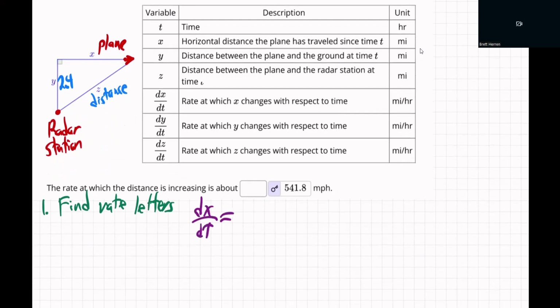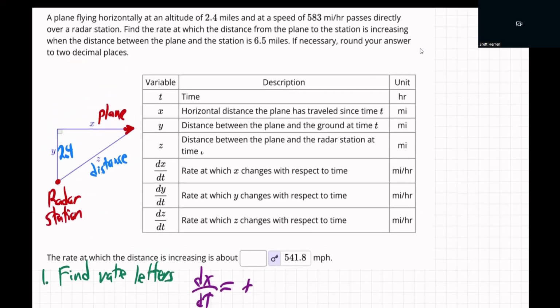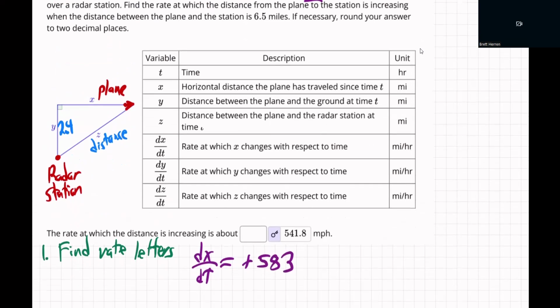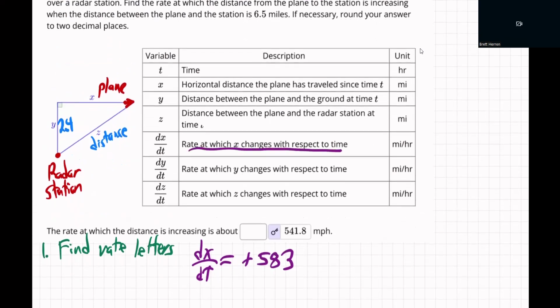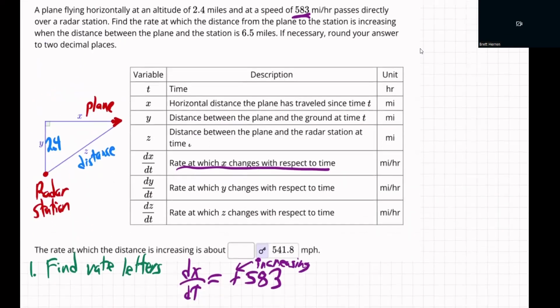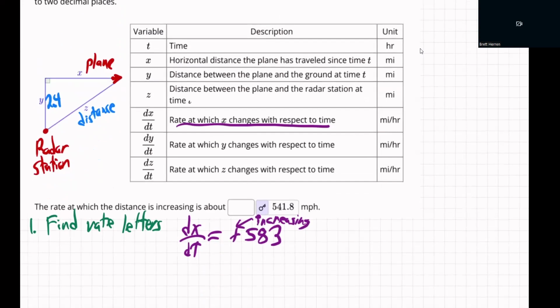Is x getting bigger or smaller? It's getting bigger, huh? By, whatever they said, 583 miles per hour, the rate at which x changes with respect to time, right? That's increasing. The distance of x, how far x is from the radar station horizontally, is increasing. It's flying sideways 583 miles per hour. Okay, what other rates? Find the rate at which the distance from the plane to the station is increasing. This distance. They want us to find dz dt.